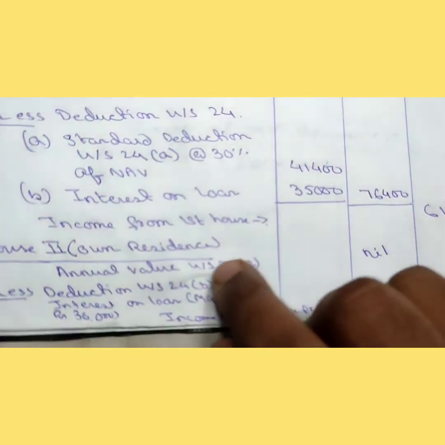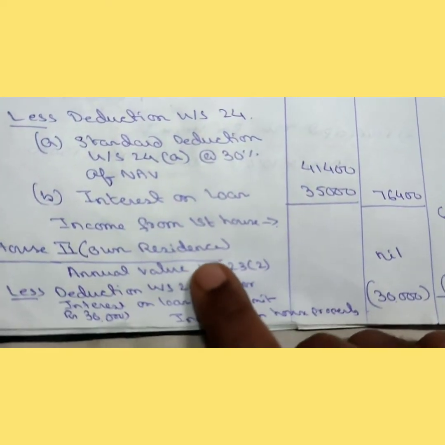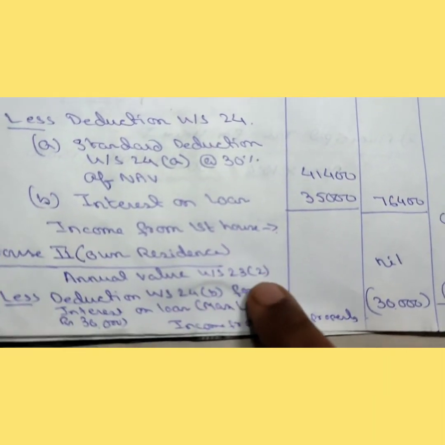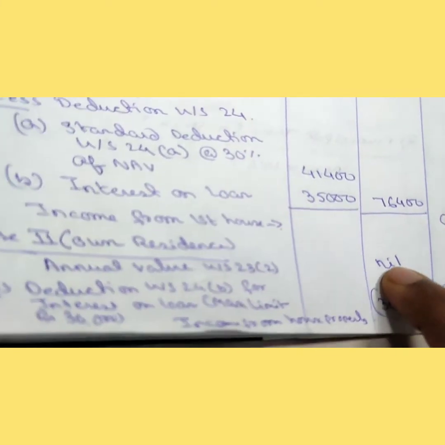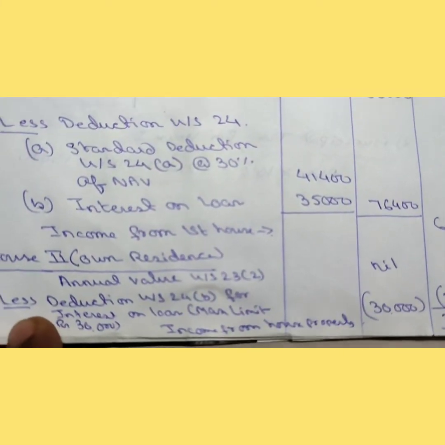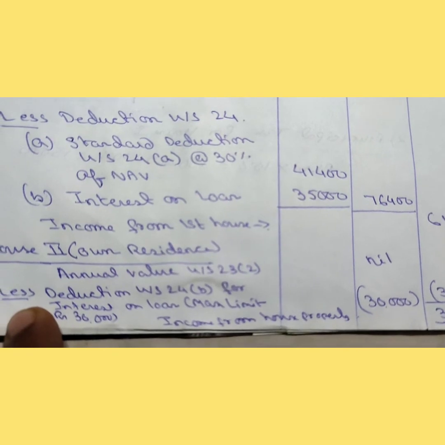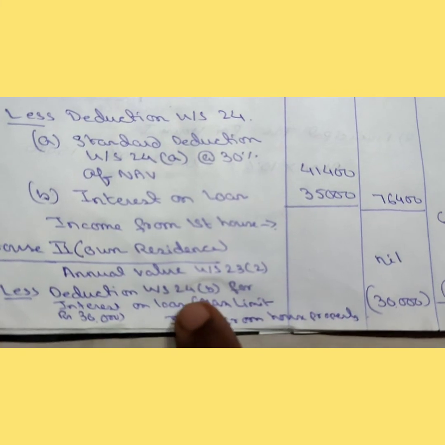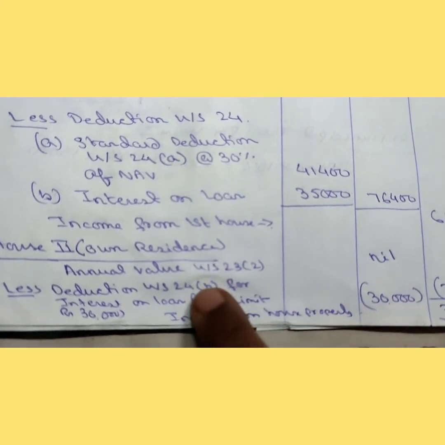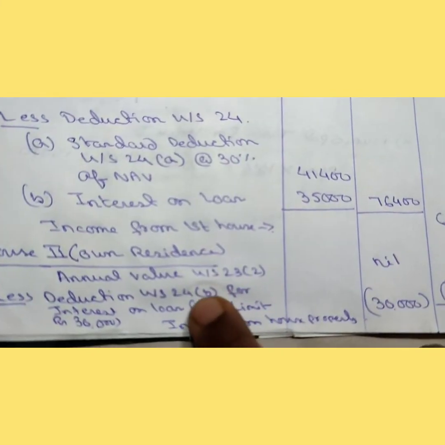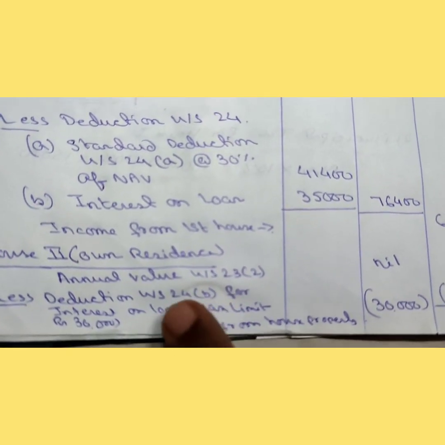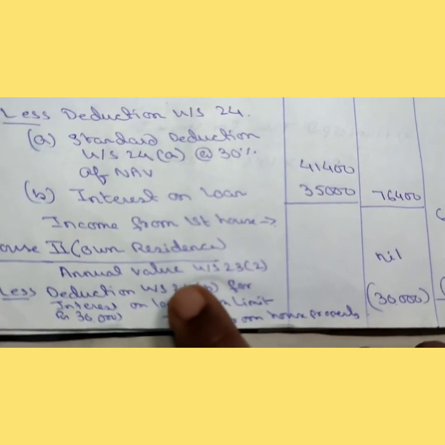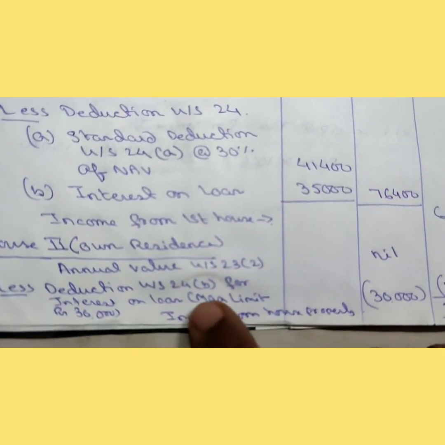Now house number 2, which is used for own residence, annual value under section 23 subsection 2 here is also nil, because any house which is used for self occupation, the annual value of that house is always nil. Deduction under section 24b, no other deduction is available here, no municipal tax deduction, no standard deduction, only one deduction is there for self-occupied house, that is for interest on loan.